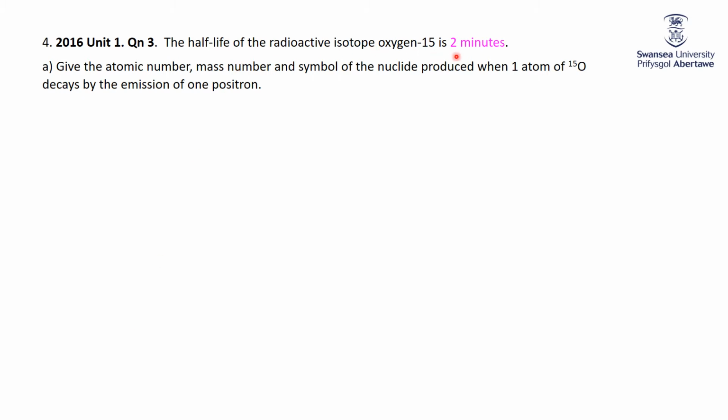The half-life of this is 2 minutes. So 15 oxygen kicks out a positron. Let's look at the mass of the new one. It has to be 15 because a positron, like beta emission, doesn't affect the mass. Charge of the new one, well, you've got 8 here. You've already used up 1 of those, so there's 7 left. So that means that it is 15 nitrogen. Nitrogen is the atom that has atomic number 7.